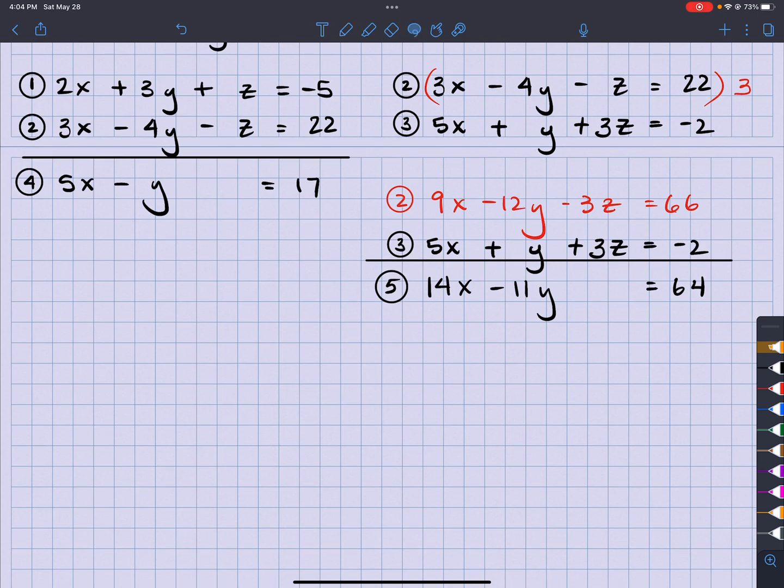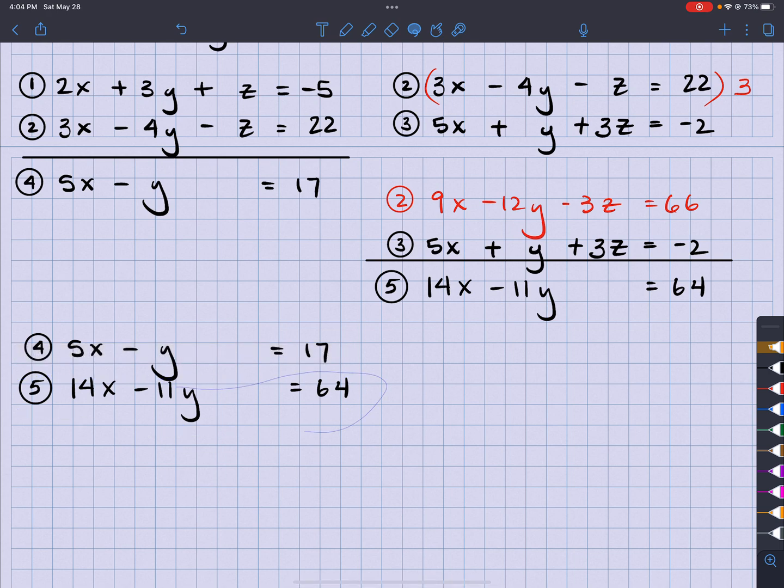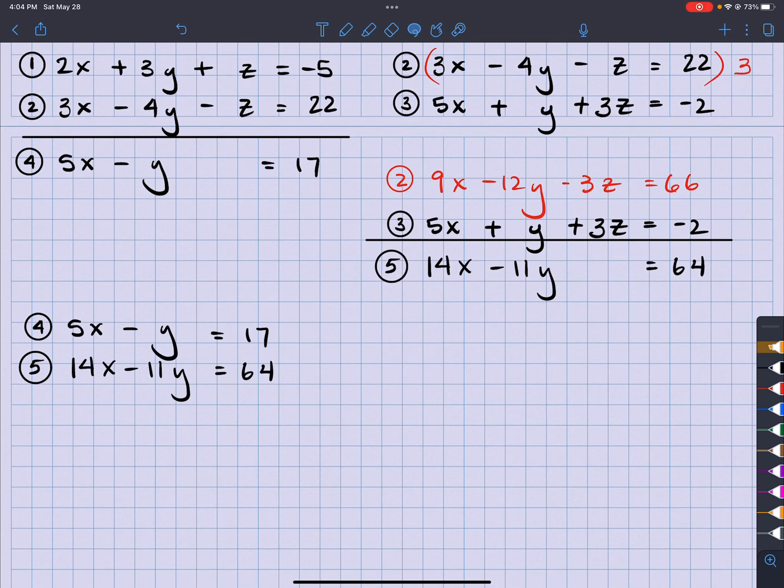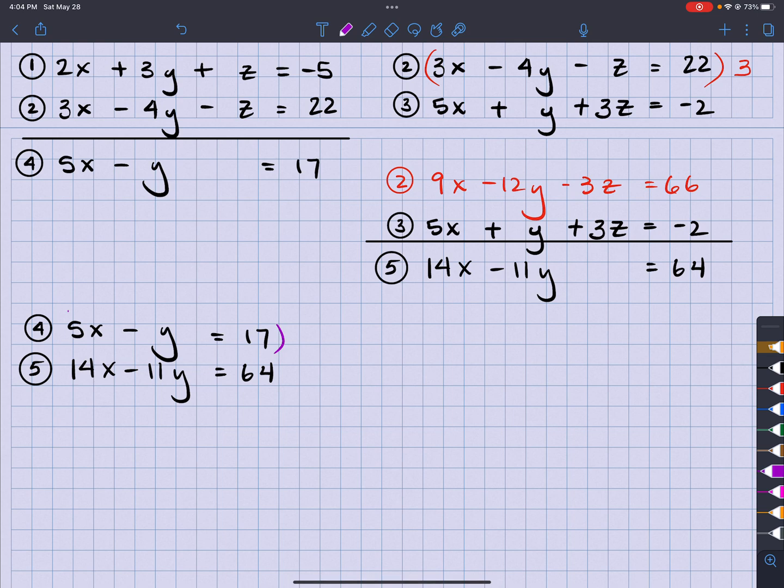Now if you look at equation 4 and equation 5, when I put these two together, I now have 2 equations, 2 unknowns, which is what I've been doing for a while. So let's determine what we want to get rid of here. Let's use a different color. Let's get rid of y. Since the y here is a negative 11, we would need a positive 11 here. So I would have to multiply equation 4 by negative 11.